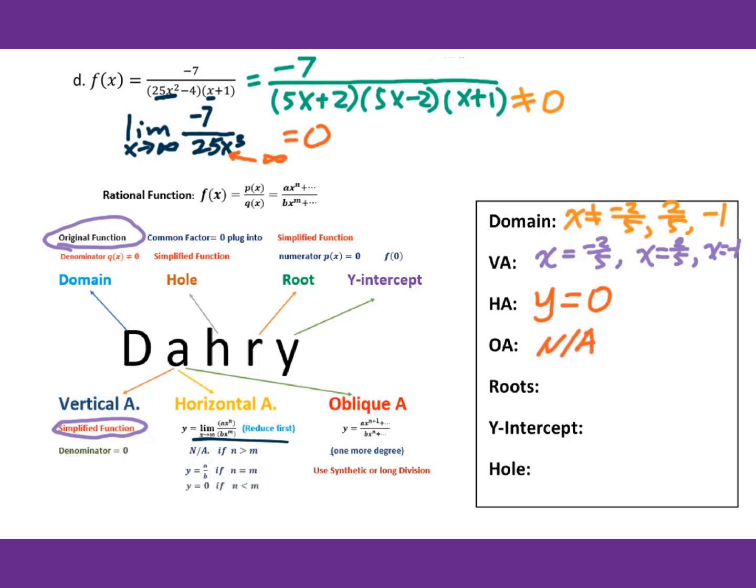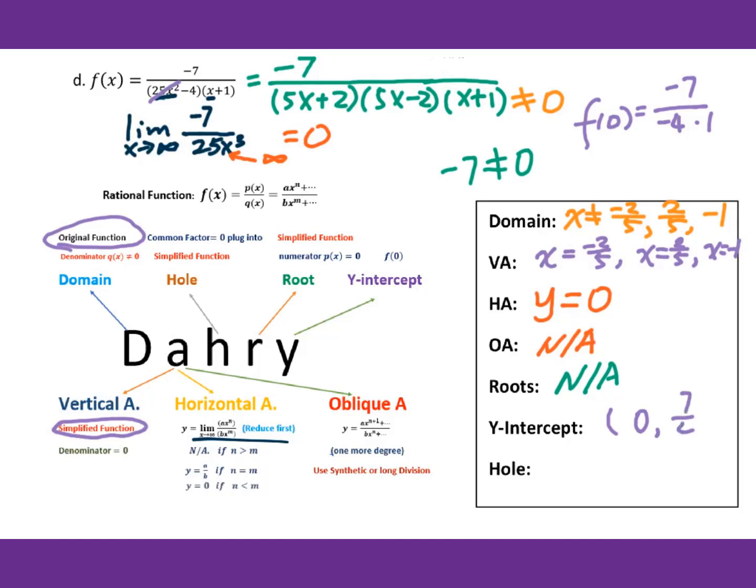No oblique asymptote line. For roots, you will set the numerator equal to 0. Negative 7 is never 0. Therefore, no roots for this rational function. For the y-intercept, I will plug in f of 0. You will get negative 7. This is a 0, so you get negative 4 times 1. Therefore, (0, 7 over 4) will be the y-intercept. No hole for this rational function.